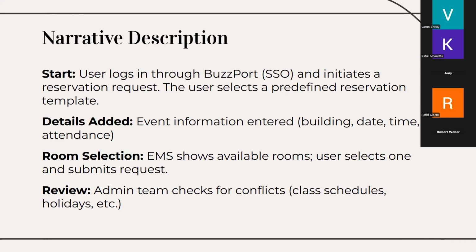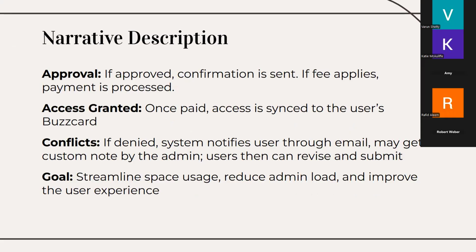So here's a brief summary of our narrative description. To start with, the user logs in through Buzzport and initiates a reservation request. Then the user selects a predefined reservation template. And if the criteria is met, the user can add event information such as building, date, time, and attendance. Then the EMS shows available rooms and the user selects one and submits a request. Then the admin team checks for conflicts such as class schedules, holidays, etc. If approved, confirmation is sent, and if fees apply, payment is processed. And once access is granted, it's typically synced to the user's bus card.